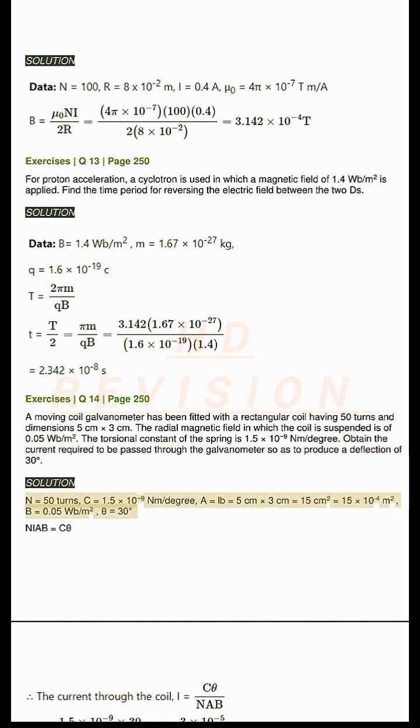Solution. N equals 50 turns, C equals 1.5 times 10⁻⁹ Nm per degree, A equals L times B equals 5 cm times 3 cm equals 15 cm² equals 15 times 10⁻⁴ m², B equals 0.05 Weber per square meter, theta equals 30 degrees. NIAB equals C theta.